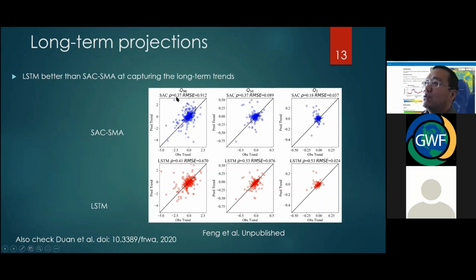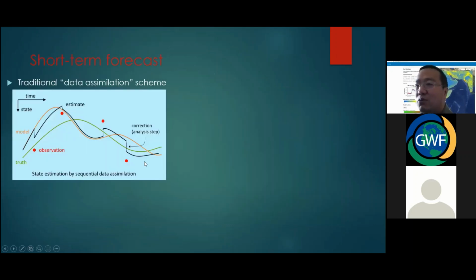SAC-SMA has a correlation with the observation of 0.37, whereas LSTM has rho equal to 0.41. So that's higher than SAC-SMA. And looking at the low flow, SAC-SMA is 0.18 and LSTM is 0.53. So in terms of capturing that non-stationarity, it doesn't seem like the LSTM is performing worse than this process-based model, which is typically what you would assume.